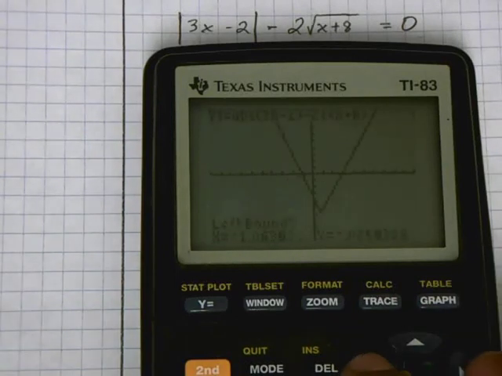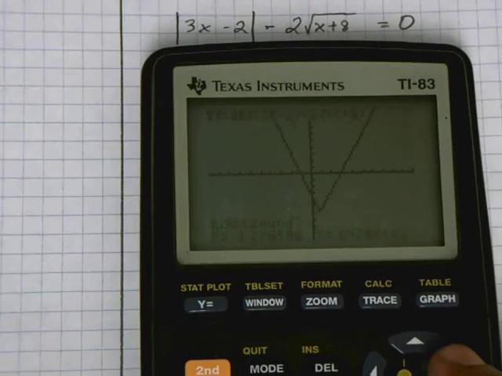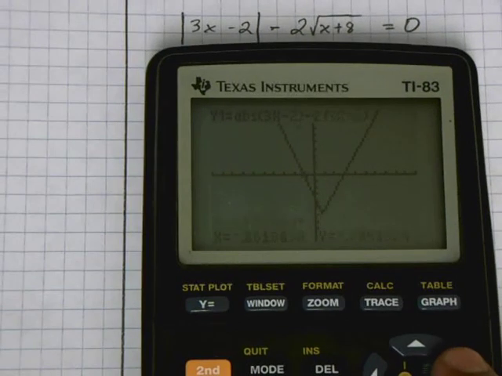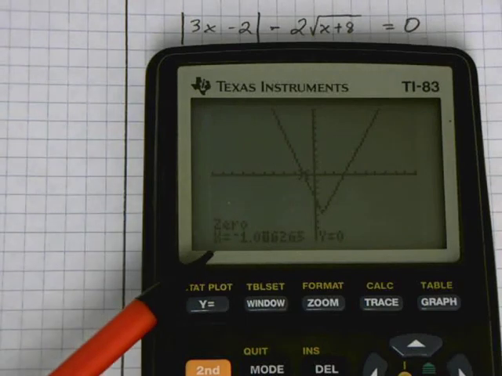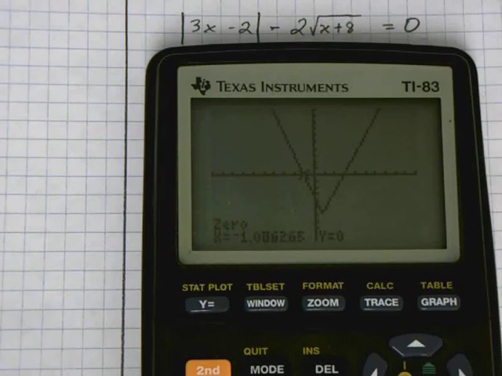Left bound, just move the cursor a little bit to the left. Right bound, slide it down just a little to the right. And guess, I want to move the cursor to about where I think it is and hit enter. And you can see here it shows that the 0 is x equals -1.086. So we're going to round it to -1.09. And that is one of the downsides to using graphing and the calculator, is that it's not always going to give you an exact number.